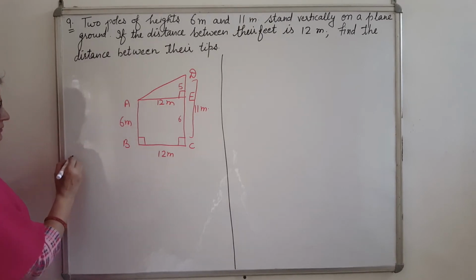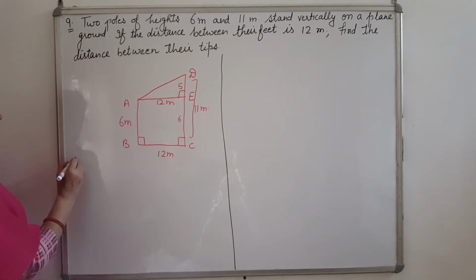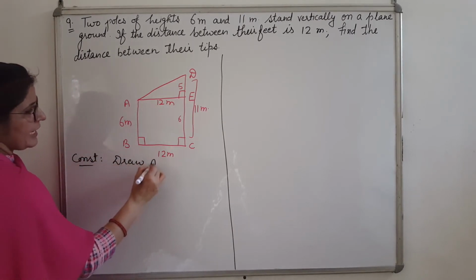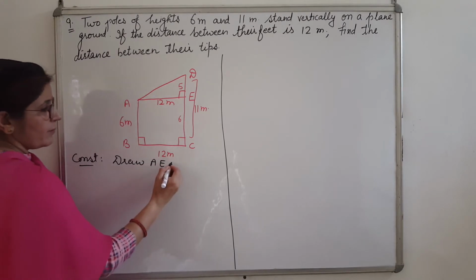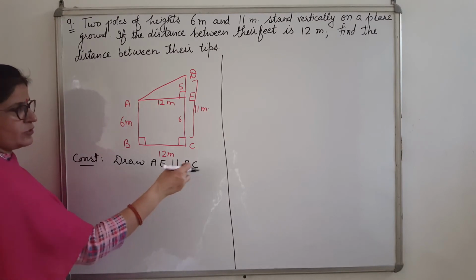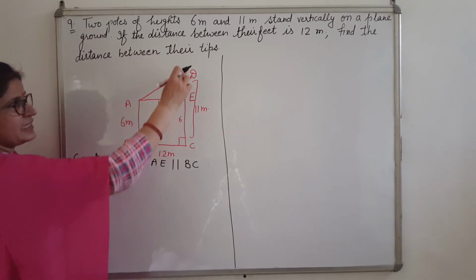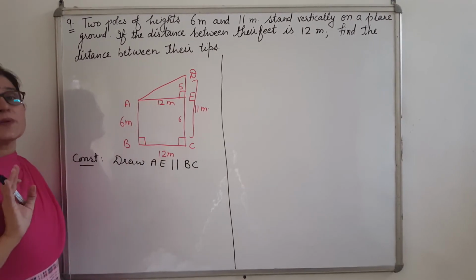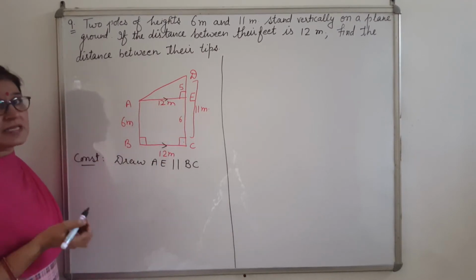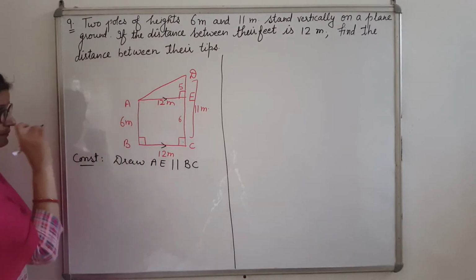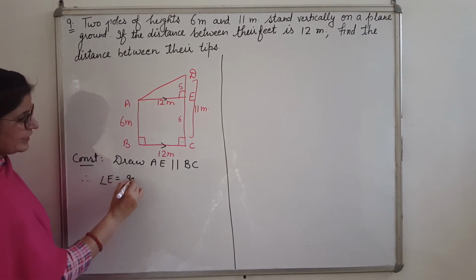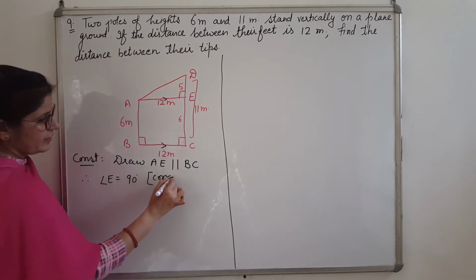Now we do our solution. Construction. Draw AE parallel to BC. If we draw it, or you can also write this as AD, A is perpendicular. If parallel, then it will also be perpendicular, because if these lines are parallel, these are corresponding angles and angles are equal. Therefore, angle E equals 90 degree, corresponding angles.